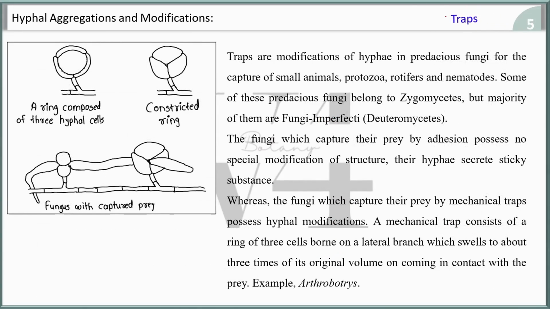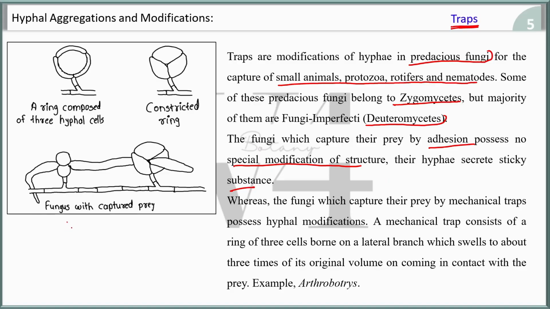Next, hyphal aggregation and modification is trap. Traps are modifications of hyphae in predaceous fungi, which capture small animals, protozoa, rotifers, and nematodes. Some of these predaceous fungi belong to zygomycetes, but the majority of them belong to deuteromycetes, fungi imperfecti. The fungi which capture their prey by adhesion possess no special modification of structure. Their hyphae secrete sticky substances, meaning what?